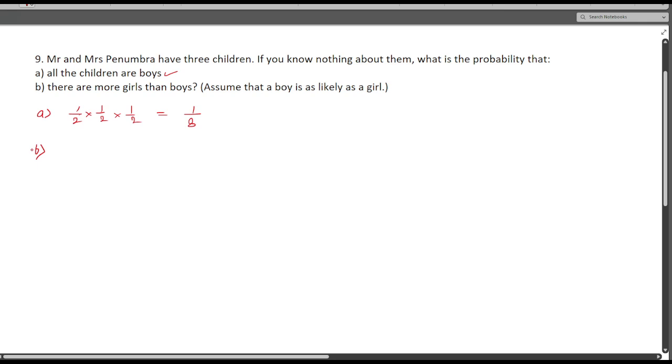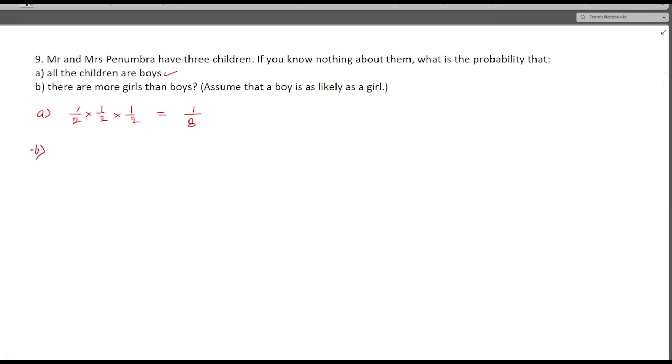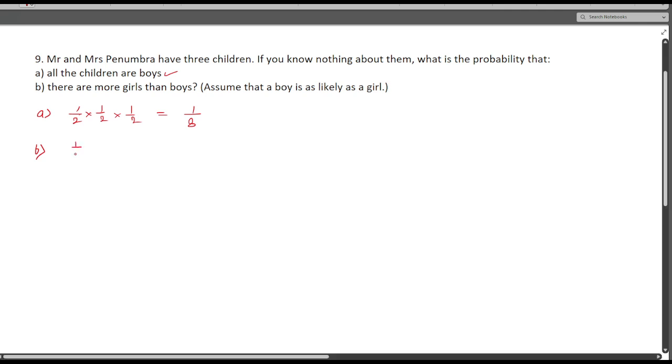Now the B part of the question is, there are more girls than boys. More girls than boys means either there will be 2 girls or there will be all 3 girls. So in that case, your girls are more than boys. Now 2 girls, when you are getting 2 girls, their possibility is going to be 1 divided by 2 times 1 divided by 2. The first is girl, the second is girl, and the third is boy. So the possibility of getting boy is also the same.